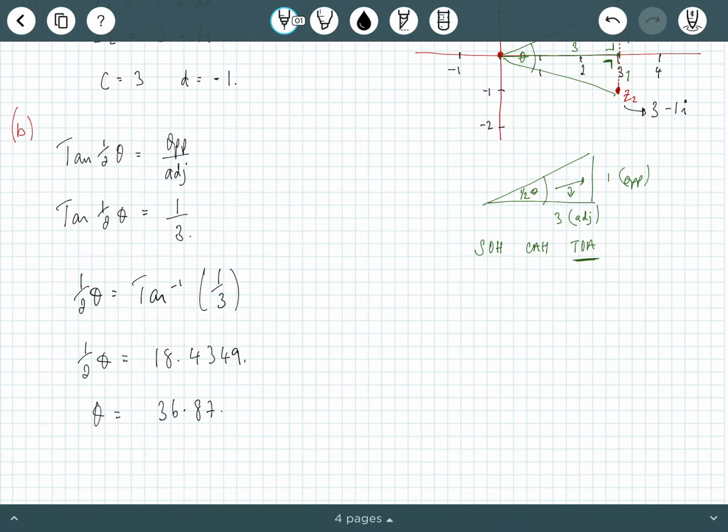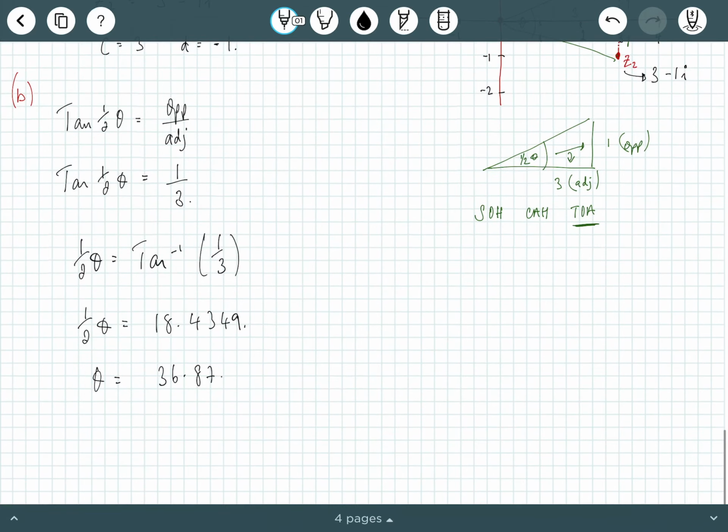Now be careful. The question that asks for theta, they wanted what cos theta is. So cos theta would be the cos of 36.87. So cos of 36.87 is equal to 0.799999, so we can say 0.8. That's the answer to that question.